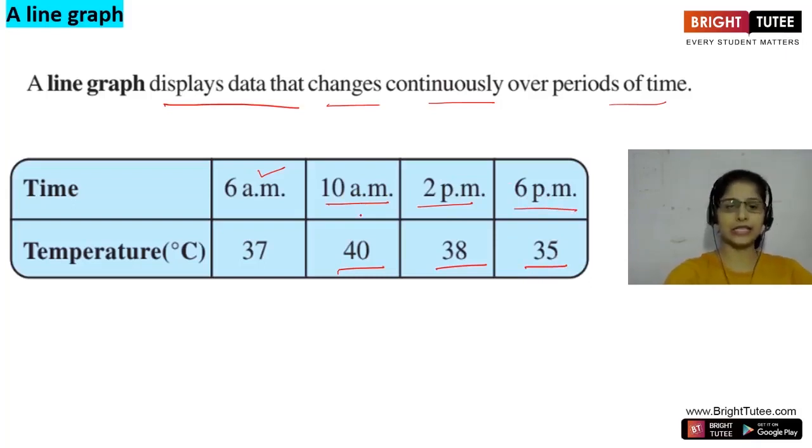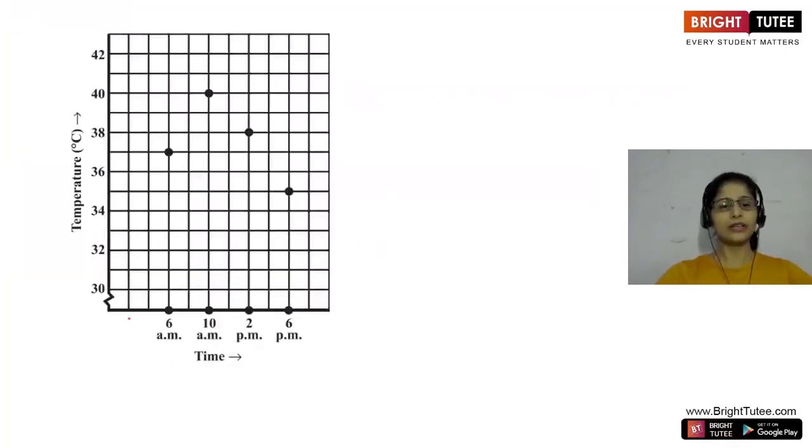So how do we do that? Just see here. On the horizontal line, time is shown: 6 a.m., 10 a.m., 2 p.m. and 6 p.m. Right? Now on the vertical line, the temperature is shown. So we are starting with 30 because the first temperature that we have is 37, and we are taking a gap of 2: 30, 32, 34, 36 like this. Okay, now just see this, so this will be 31, this will be 33, this will be 35, this will be 37, this will be 39, and this will be 41. So this is the temperature.